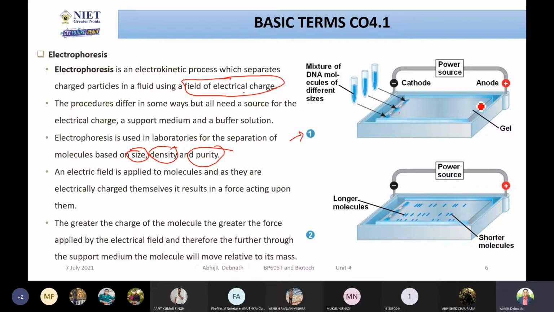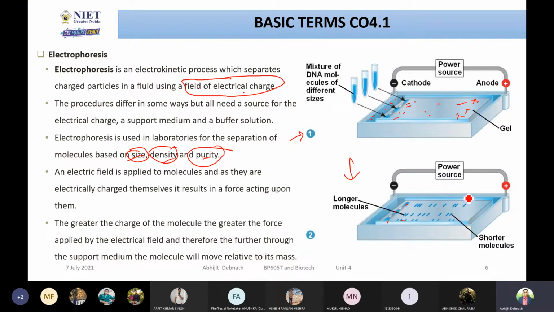Here some field will be created. In this area there is a negative charge, the cathode. In this area there is a highly positive charge, the anode. So whatever molecules you are putting here, based on their size, density and purity, they will be separated. It will become like this. You can see whatever samples you have put here are separated into 1, 2 and 3.